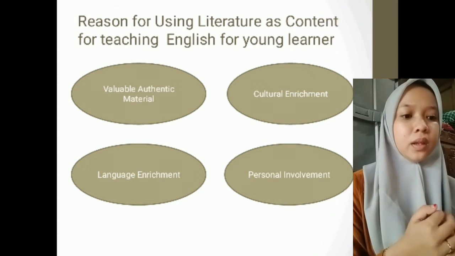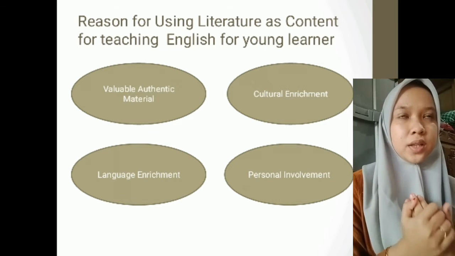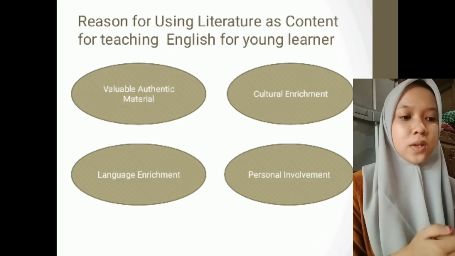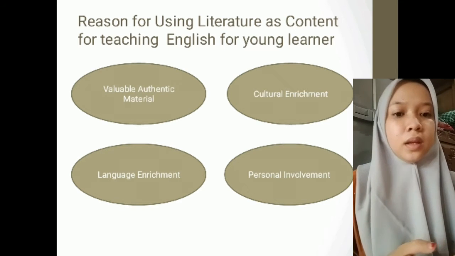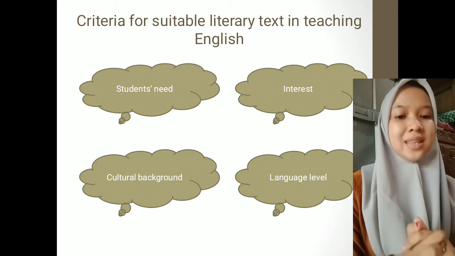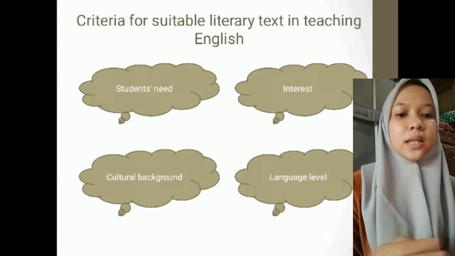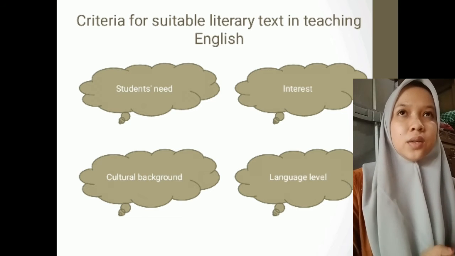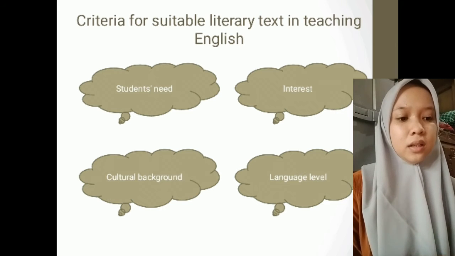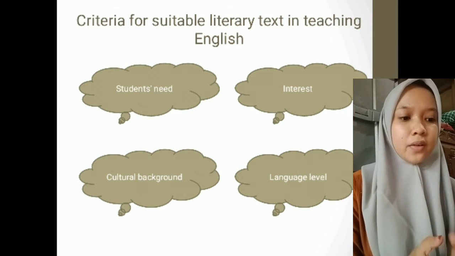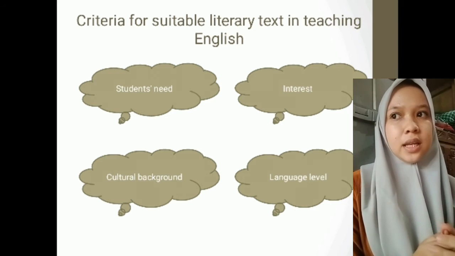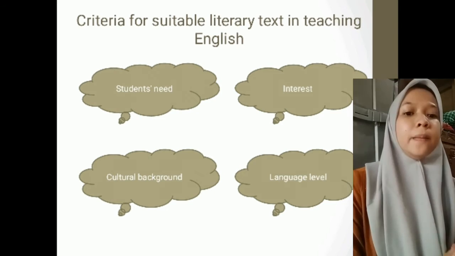Okay? The next is language enrichment atau memperkaya bahasa. The last one is personal involvement. Next, the criteria for suitable literary text in teaching English. The first one is student need. The second one is interest atau ketertarikan. The next, cultural background and language level. Okay, that's all for me. The next material will be explained by my partner.